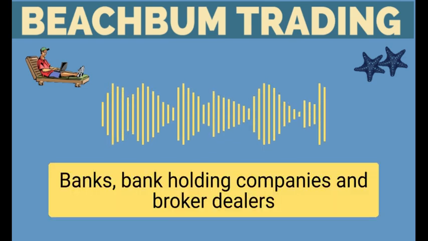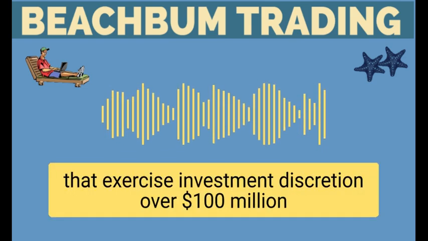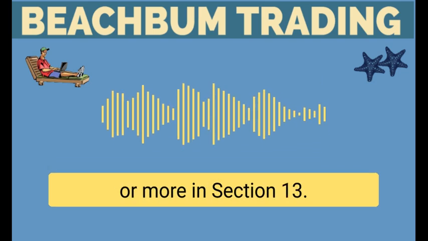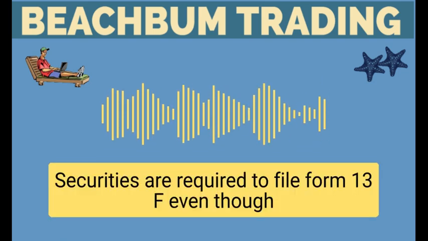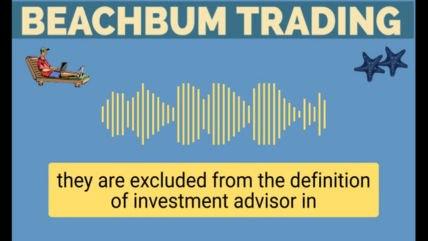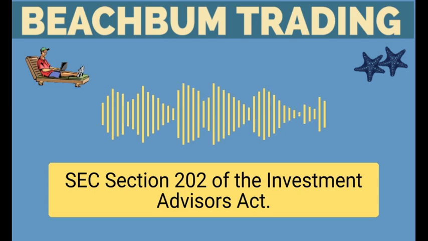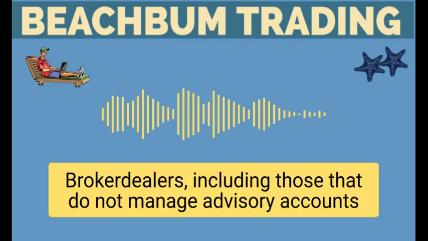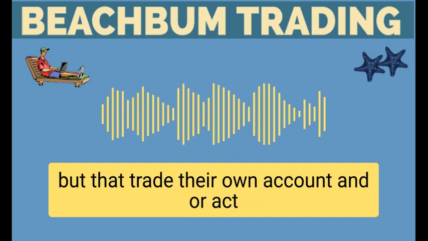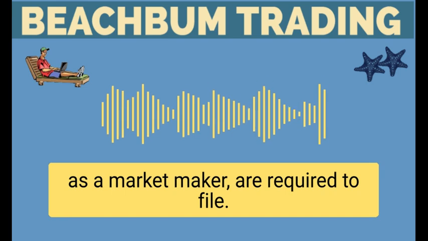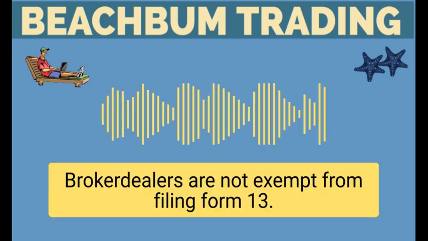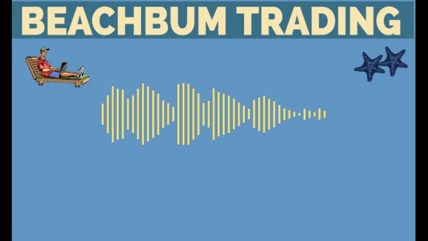Banks, bank holding companies, and broker-dealers that exercise investment discretion over $100 million or more in Section 13(f) securities are required to file Form 13F, even though they are excluded from the definition of investment advisor in Section 202(11) of the Investment Advisers Act. Broker-dealers, including those that do not manage advisory accounts, but that trade their own account and/or act as a market maker, are required to file. Broker-dealers are not exempt from filing Form 13F.